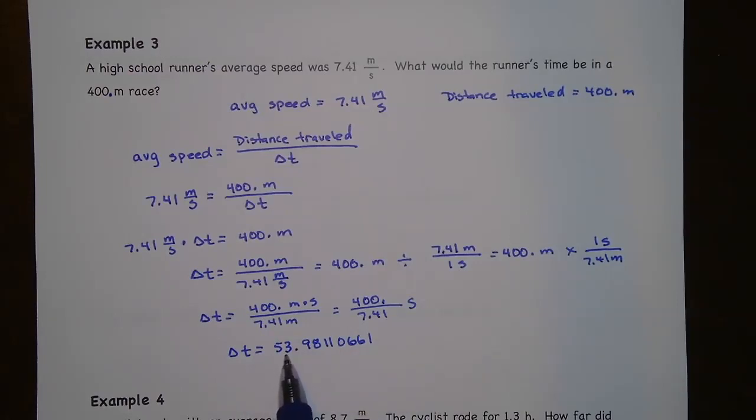So 53.98, this 8 is going to cause the 9, and this is going to be kind of cascading, okay? And that 9 is going to cause the 3 to go up. So my delta t would be 54.0, and I need the 0.0 because that's the 3 significant figures. This has 3 significant figures. Remember, this is a trailing 0, and we count it because there's a decimal in our answer. So 54.0 seconds. Okay, and that would be what the runner's time would be in the 400-meter race, 54 seconds.